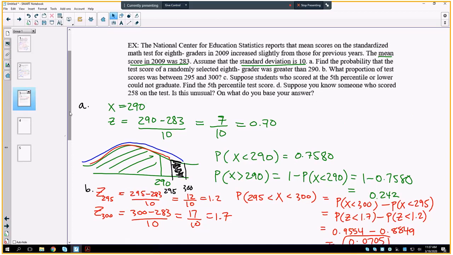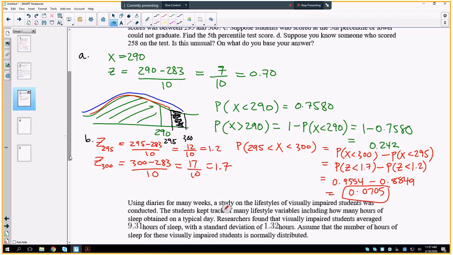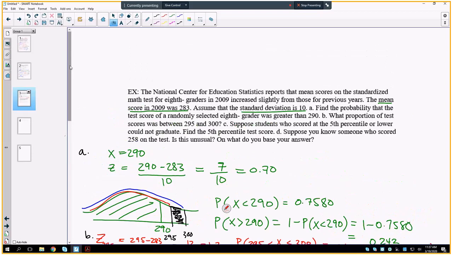Part C, students who scored at the 5th percentile or lower could not graduate. Find the 5th percentile test score. So what we've done so far is if we know a test score, we found the percentile. Now, 5th percentile, put it up here. Fifth percentile, we know what that looks like.